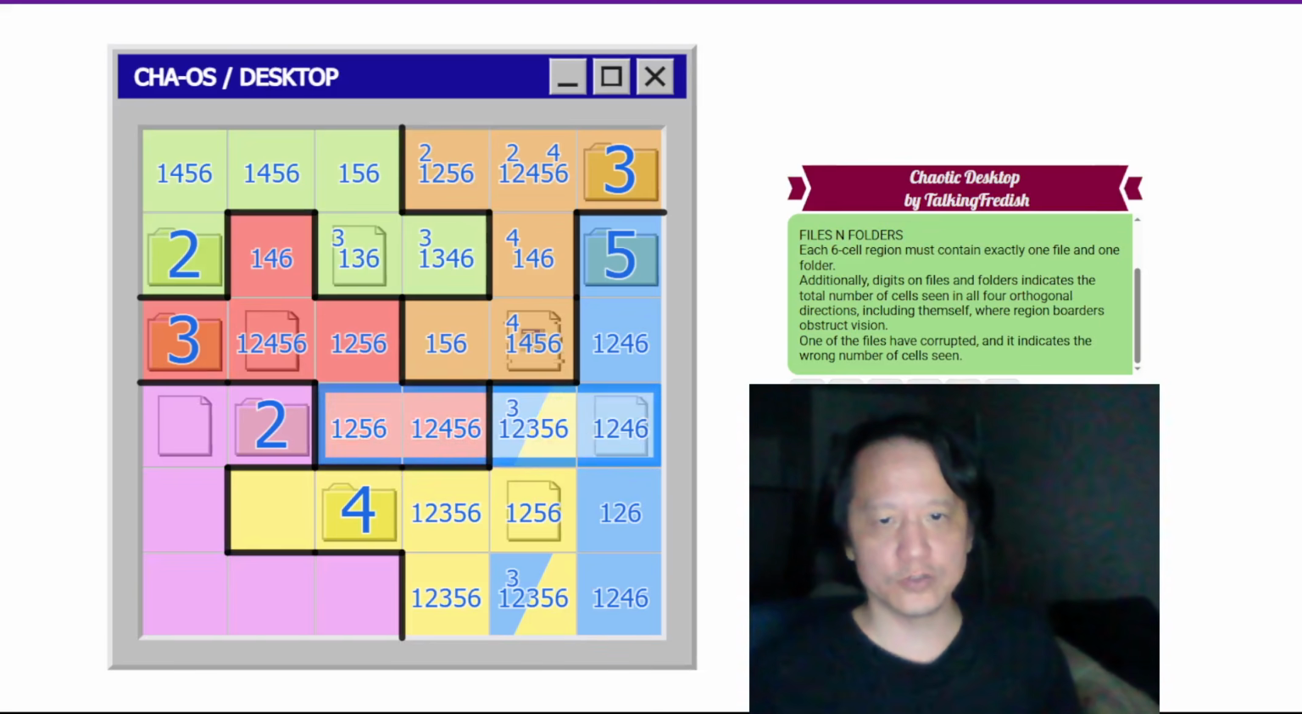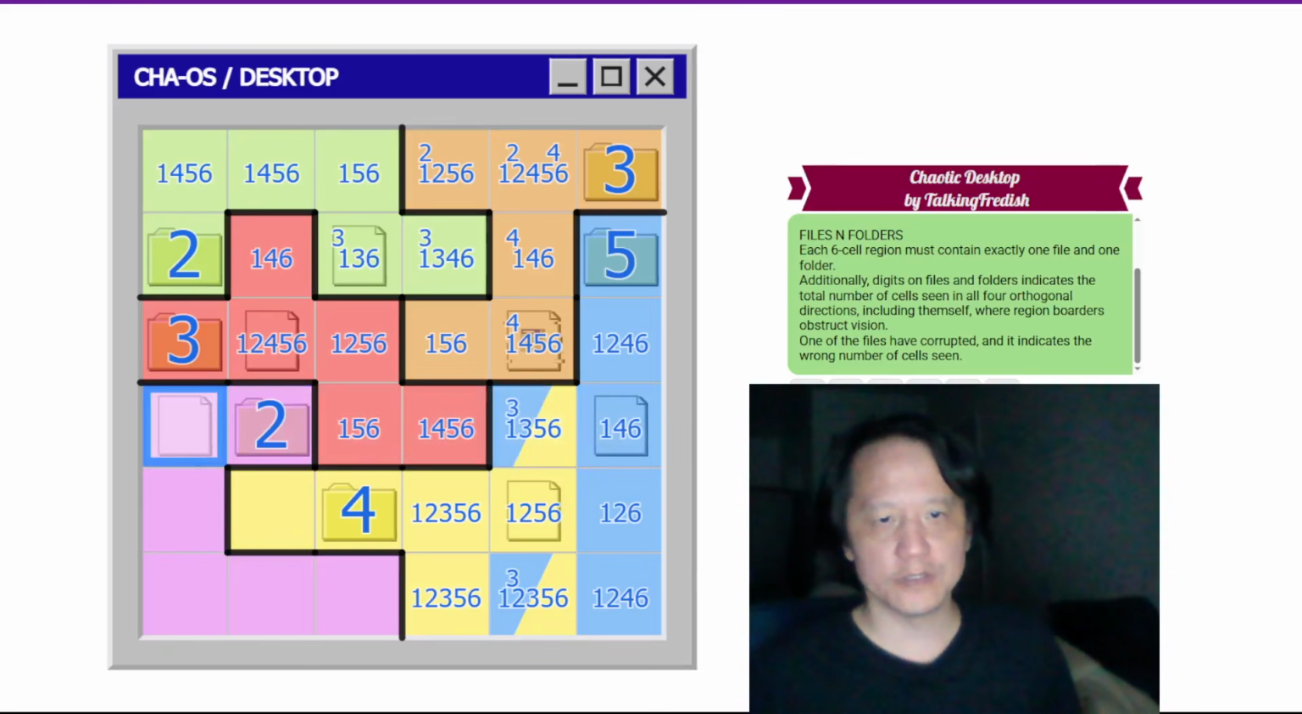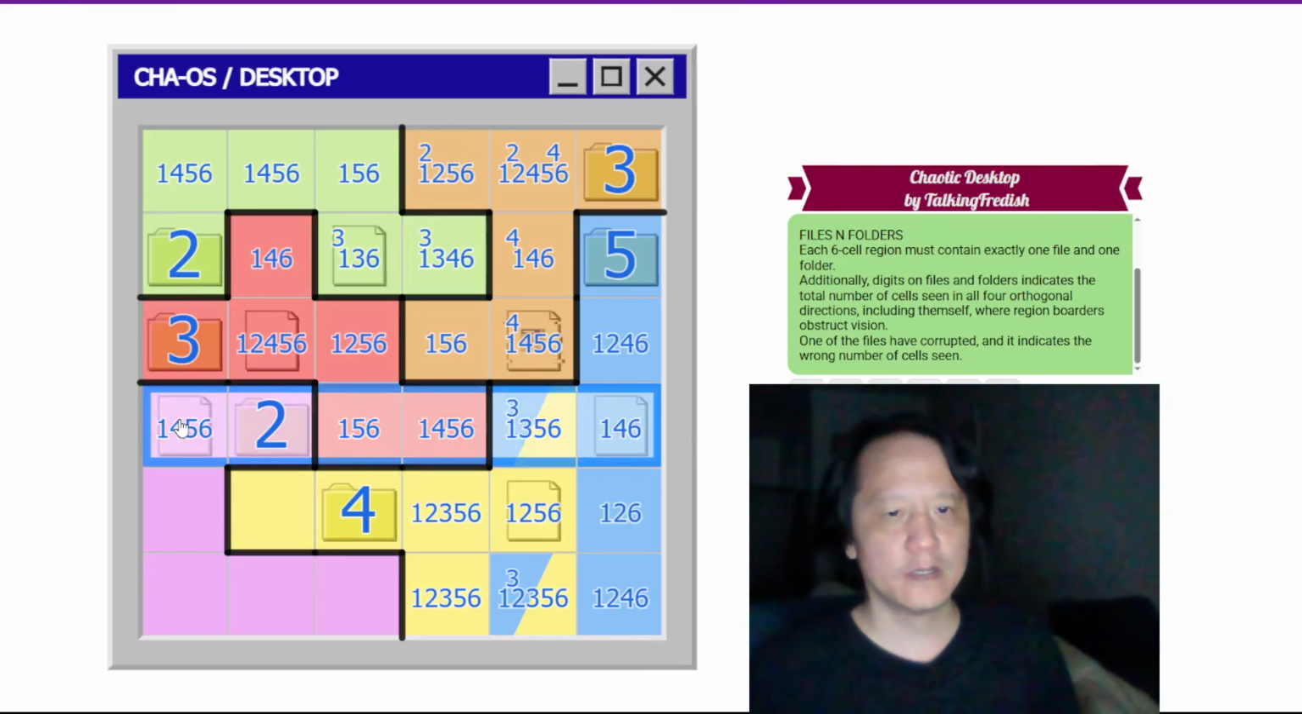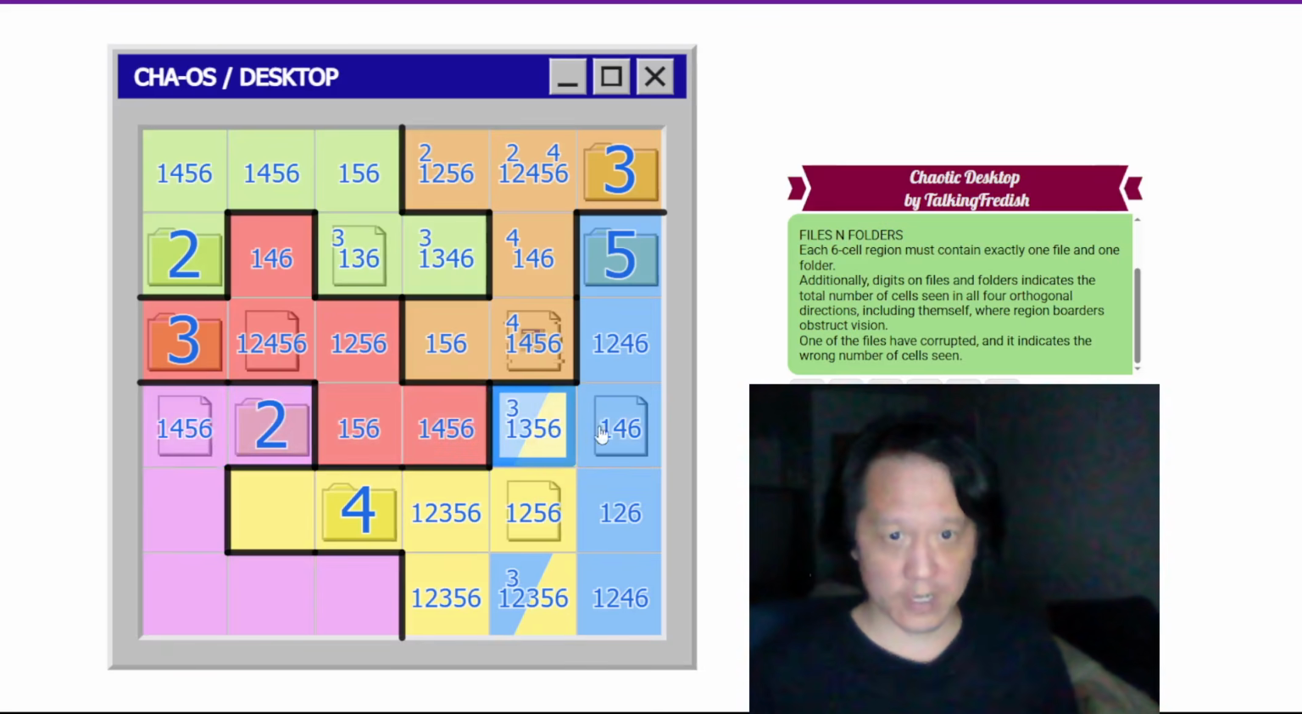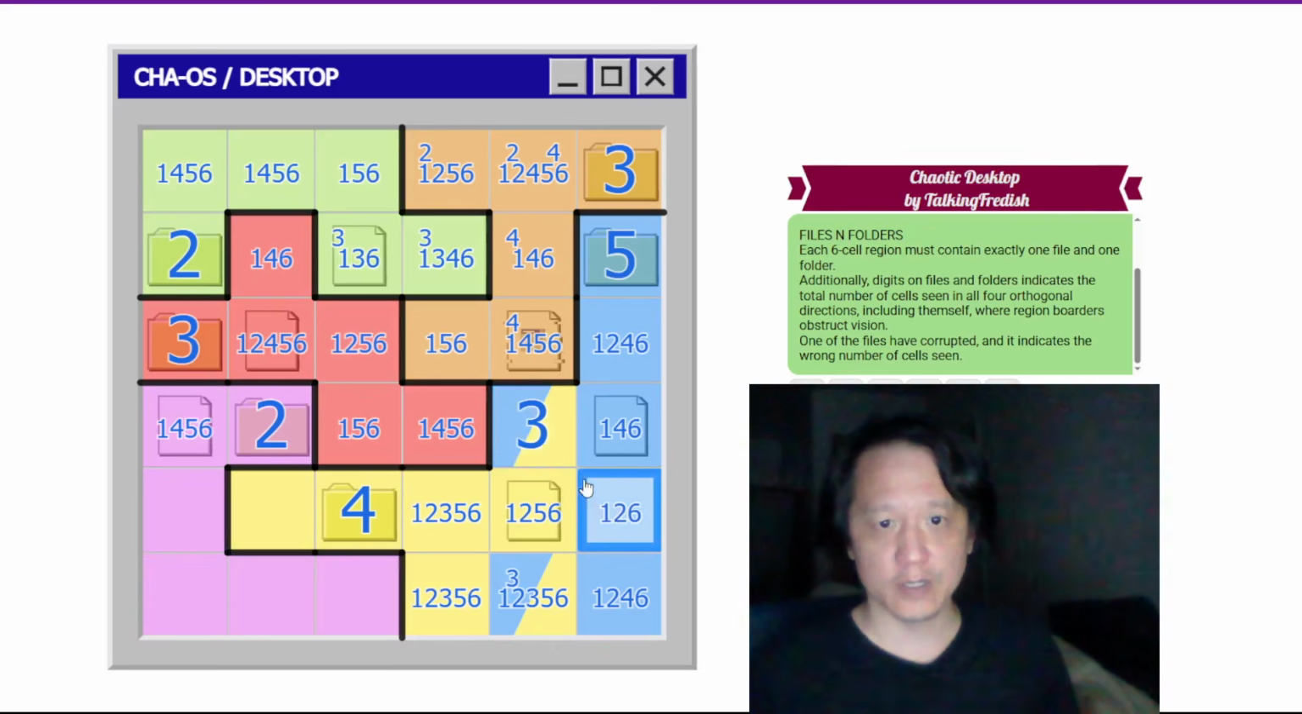No more 2s in the rest of row 4. This has to be 1, 4, 5, 6. The remaining 3 in row 4 has to be here. So this is 3, which has to be the blue 3, because blue needs access to a 3, so this can't be blue here. So blue is done as a region.